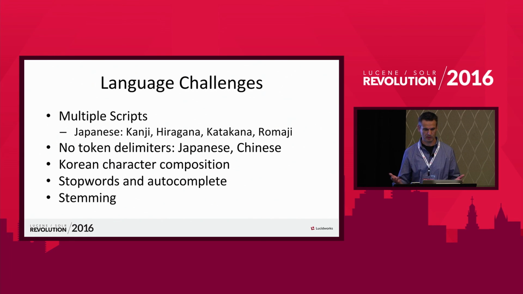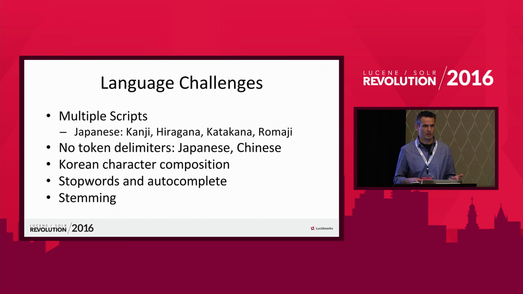There are no token delimiters in Japanese and Chinese, so your regular tokenizer is not going to work, but there are some good options in Solr, like Romaji. Korean has this character composition where if you have autocomplete and the user is typing characters one at a time, they will be typing very small parts of the actual syllable. And unless you can manage that, you're essentially not going to get results.